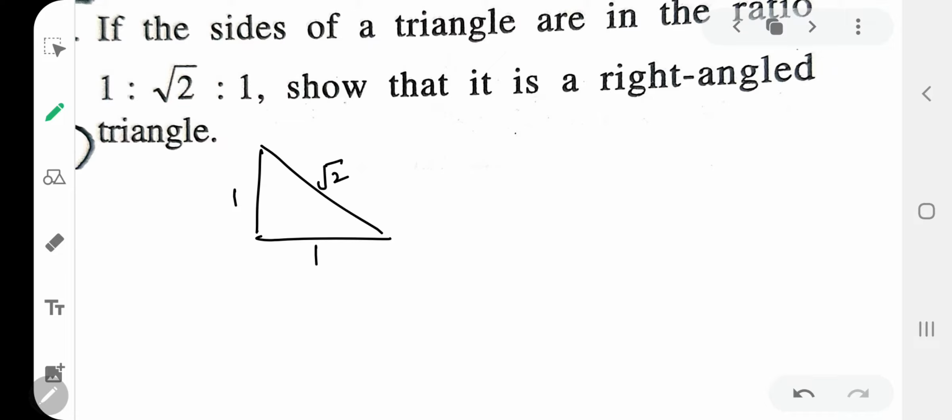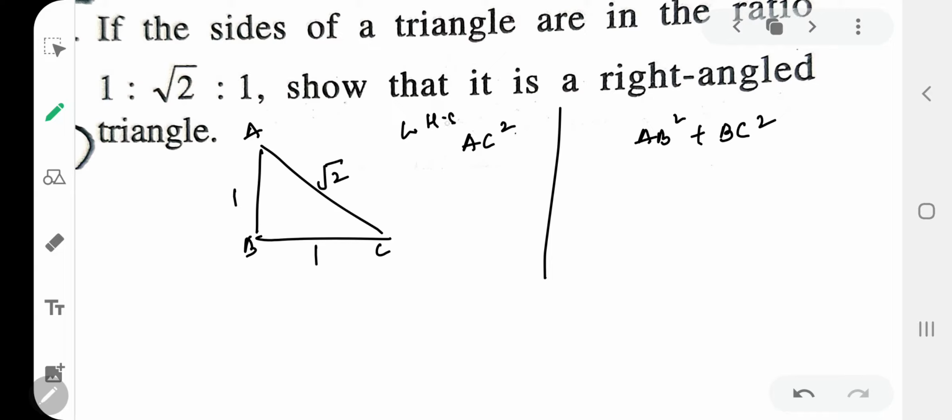right angle triangle. If it is a right angle triangle, then Pythagoras theorem will hold. If Pythagoras theorem is proved here, then it is a right angle triangle. So what is Pythagoras theorem? Pythagoras theorem is AC square should be equal to AB square plus BC square. If this is proved, that is, this is the left hand side, this is the right hand side, and if both come out the same, then we will say that Pythagoras theorem is proved, and Pythagoras theorem is applicable only in a right angle triangle. So we will say that this given triangle is a right angle triangle.